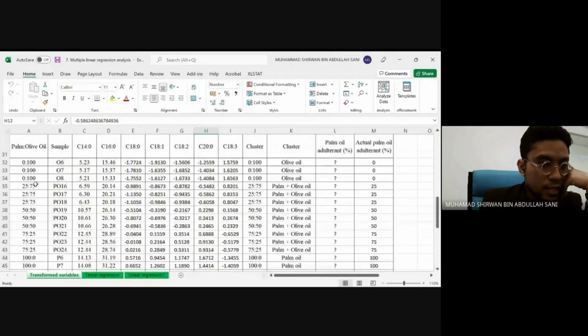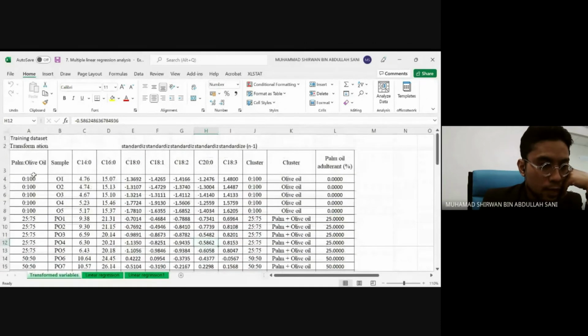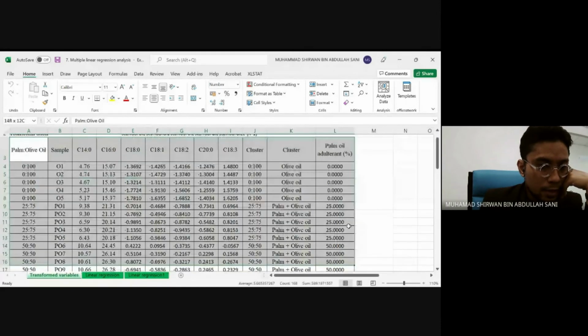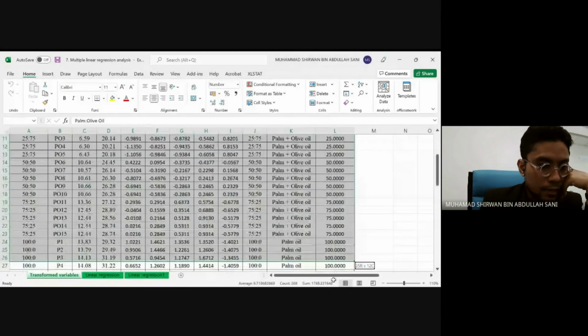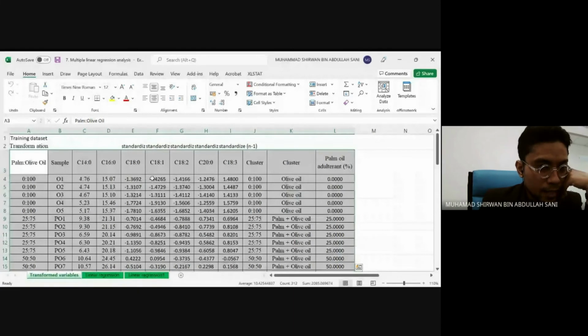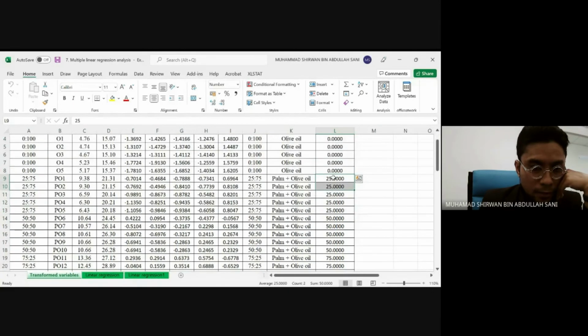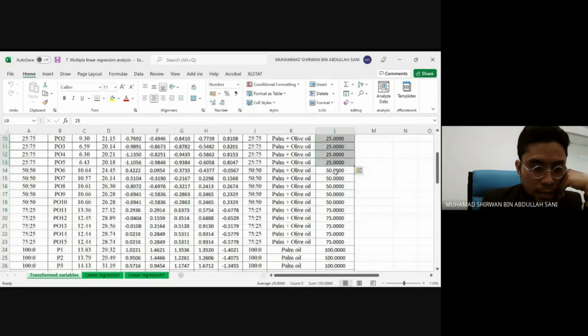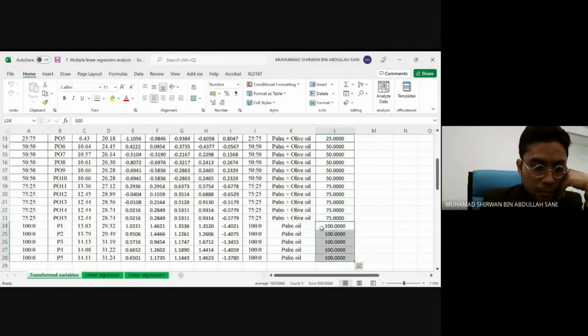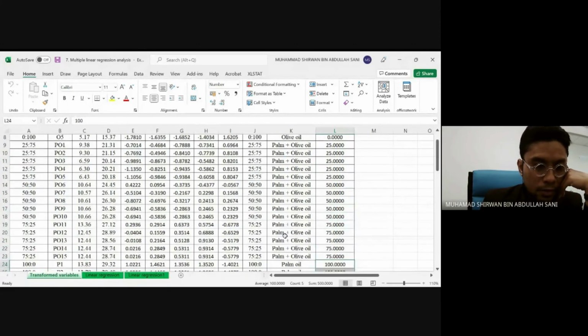There are three sets of data here. The first one, the first table, is called the training data set. So you can see we have 0% palm oil, 25% palm oil, 50%, 75%, and 100%. 100% palm oil only.